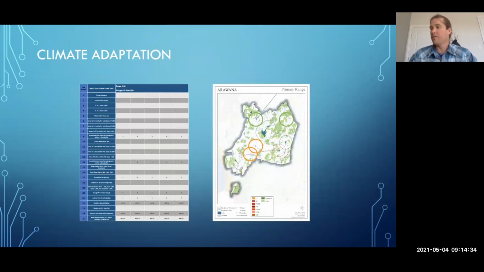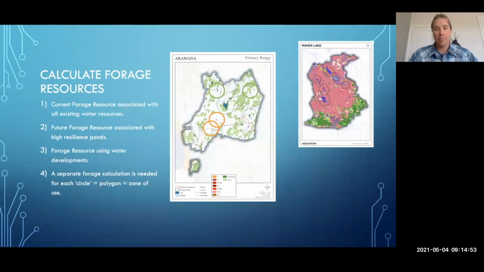So in terms of climate adaptations, we can create our forage budget or forage calculation, and we can assess different ponds that are at risk in the future but not at risk now, and make comparisons using this method. So we can calculate our overall forage production, do comparisons, and determine the forage resource based on, if we located a water development in a specific spot, the forage resource that would be associated with that water development. So that can help with making economic decisions on the landscape.